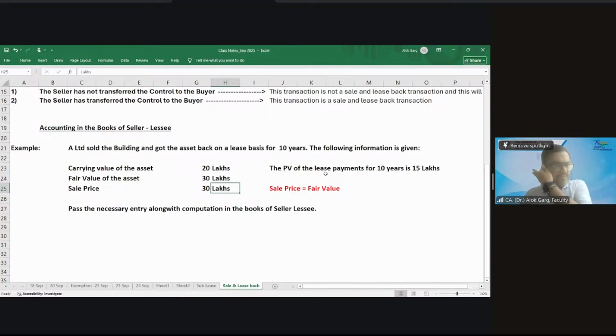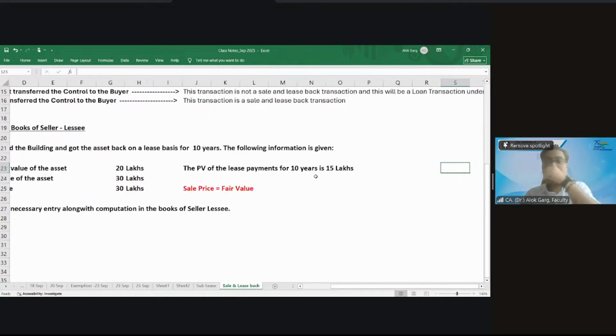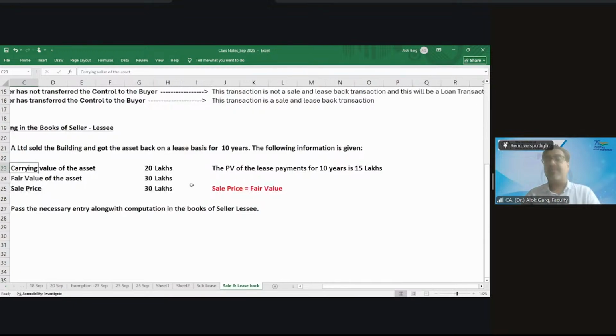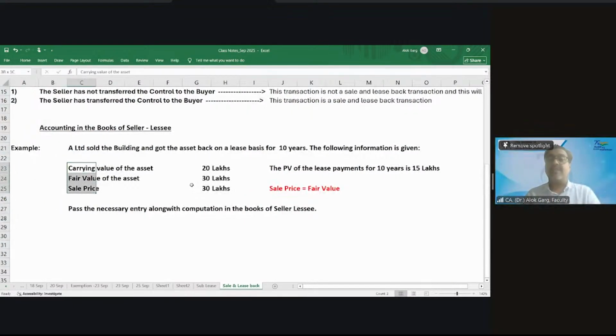So in the books, this asset was carried at 20 lakhs. And the market value is 30 and sale price is also 30. It means the sale is happening at a market value, right? Then the present value of lease payment. He has also got the asset on a lease for 10 years. The present value of the lease payment for 10 years is 15 lakh rupees. The present value of the lease payment is also given, right?